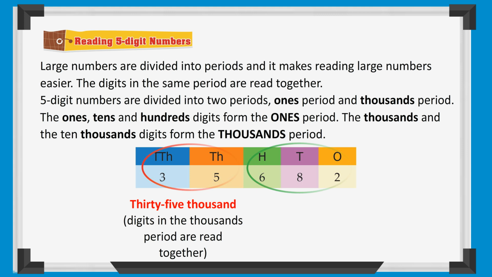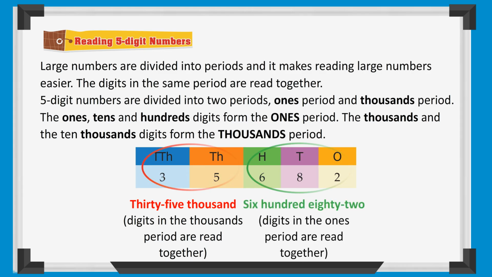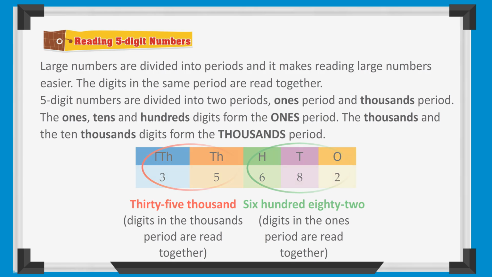35,000. Digits in the thousands period are read together. 682. Digits in the ones period are read together.